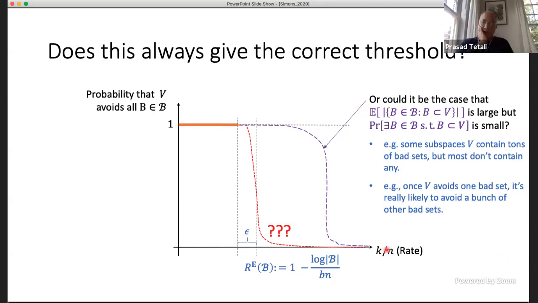So there is, I don't know if it still is, a conjecture of Kahn and Kalai, right? That the true threshold is, I guess, for every monotone property, some log factor times the expectation threshold.